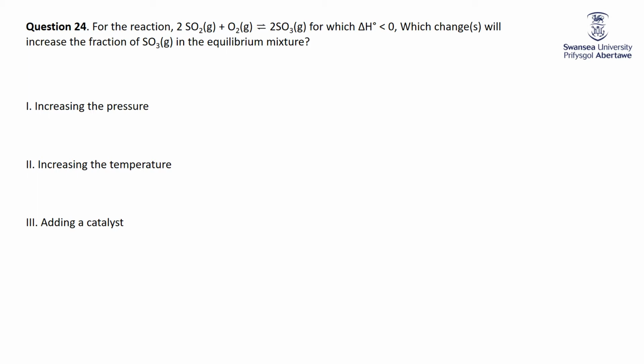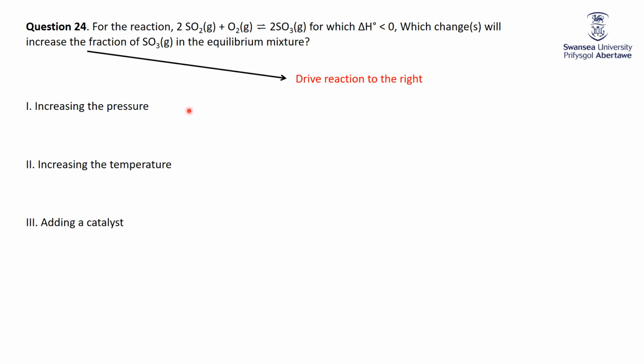For the reaction 2SO2 plus O2 reversibly goes to 2SO3, all of them are gases. Delta H is less than 0. In other words, going from left to right is exothermic. Which change will increase the fraction of SO3 in the reaction mixture? Well, we want to drive the reaction to the right because we want to increase the amount of SO3.